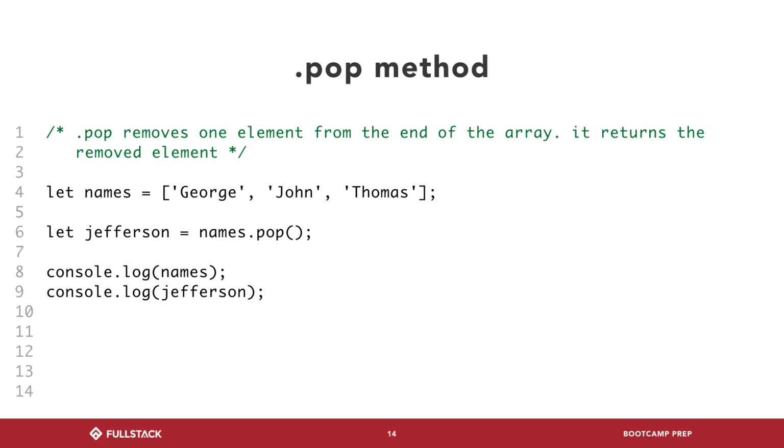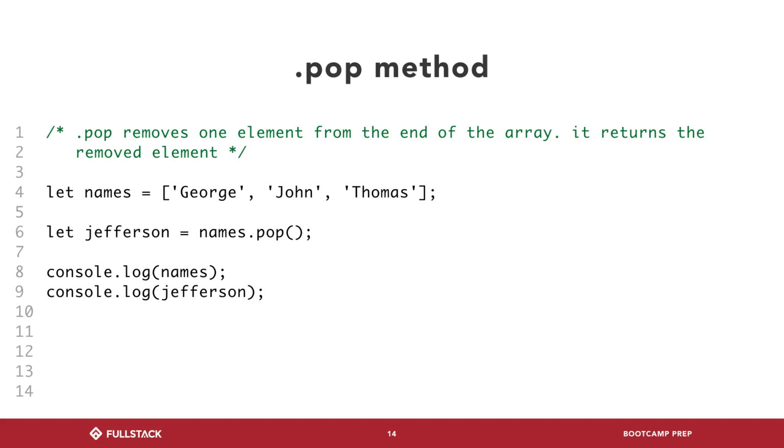We'll talk about what you want to use if you want to take away other elements too, but by definition, .pop is designed to only take away the last element in the array. When you call names.pop, see the invocation here? What that function is doing is removing the last element of the array. What it's returning is the last element, or the element that it just removed, right?